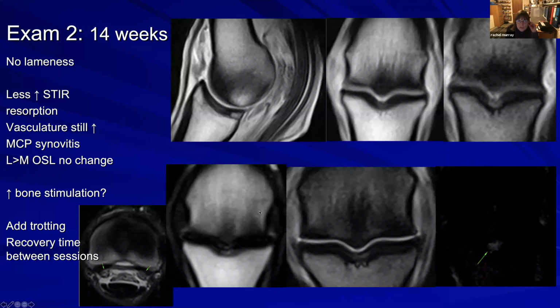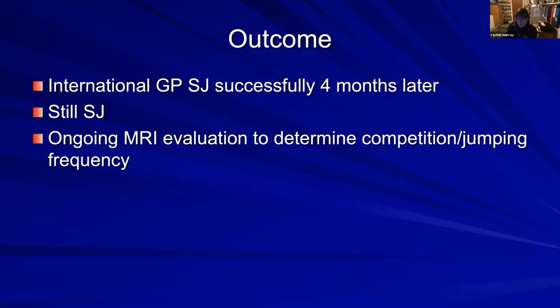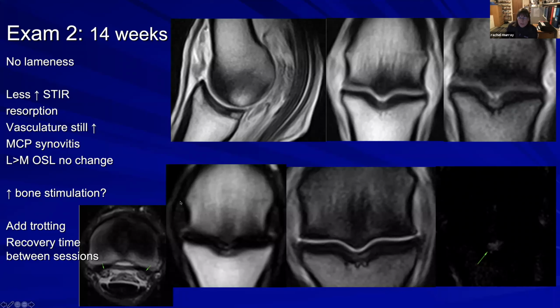So this horse stayed in walking exercise, but we increased the duration of walking exercise. So the horse was walking for quite a lot of period of time. By 14 weeks, the horse was not lame anymore. And when we look on the images, we've still got resorption, but it's a little bit less extensive. We can see here, and the STIR signal intensity is a smaller area and more isolated.